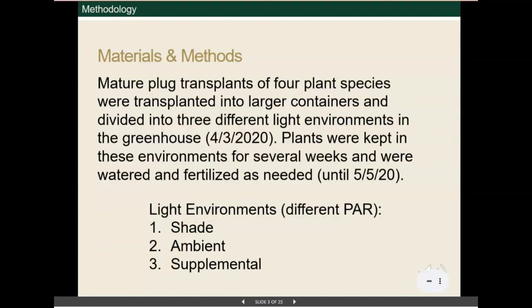Mature plug transplants of 4 plant species were transplanted into larger containers and divided into 3 different light treatments in the greenhouse on April 3rd of this year. Plants were kept in these environments for several weeks and were watered and fertilized as needed until the experiment was taken down on May 5th. Our light environments include a shady location with the lowest PAR, an ambient location subjected to partial sun and shade, and a location with supplemental light using a sodium grow light that increases PAR.